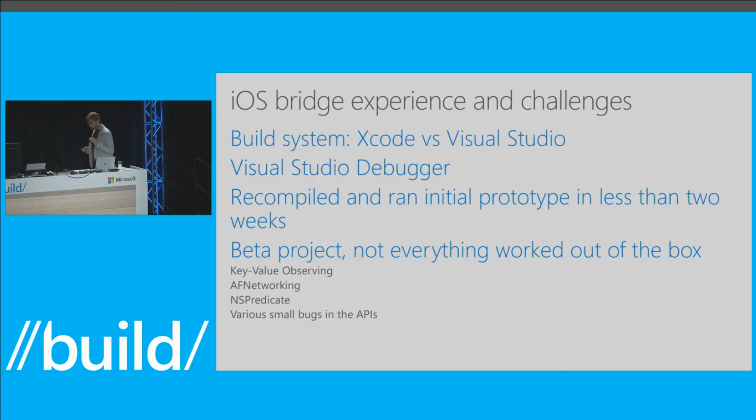So we recompiled and ran our initial prototype on Windows in less than 2 weeks. But iOS Bridge is in beta, and thus not everything works out of the box. So for example, key value observing at the beginning was missing, but it was then soon added by the iOS Bridge team. AFNetworking did not compile due to various missing APIs. Version 2 now works. NSPredicate was missing, so we had to hack around using other APIs. And there were a lot of small bugs in the APIs, a lot of which we could fix ourselves.